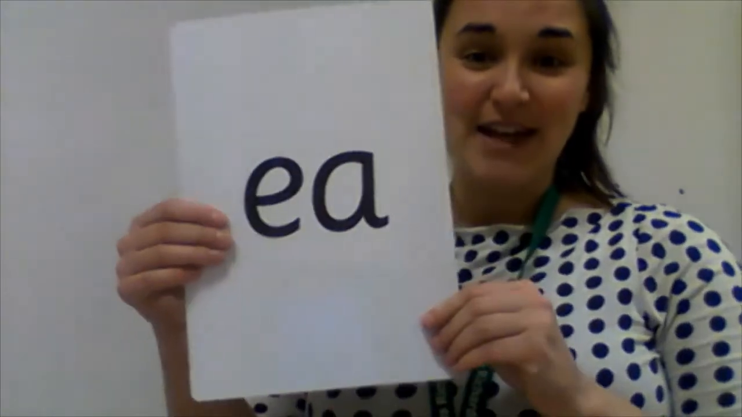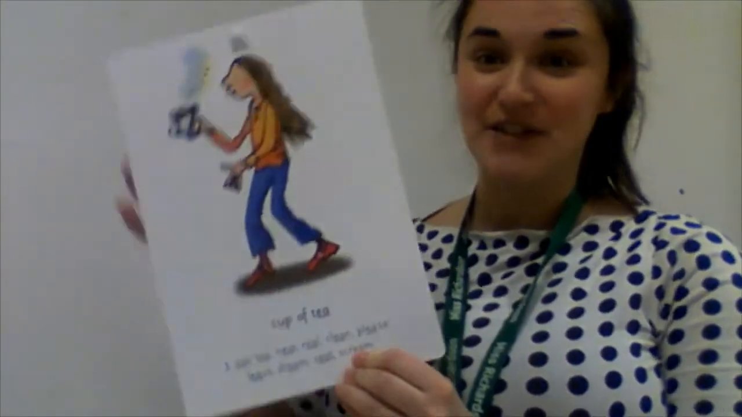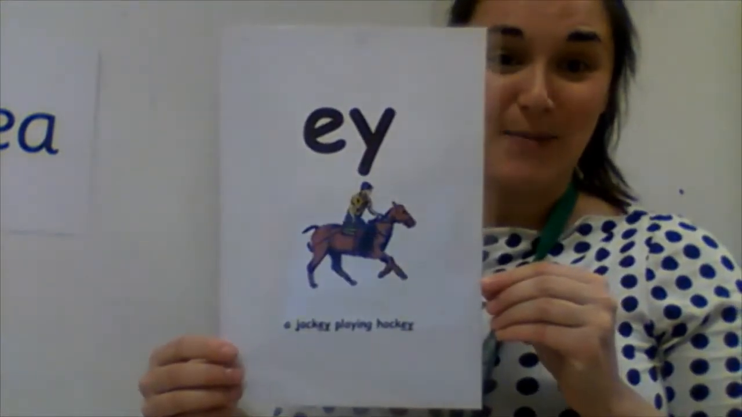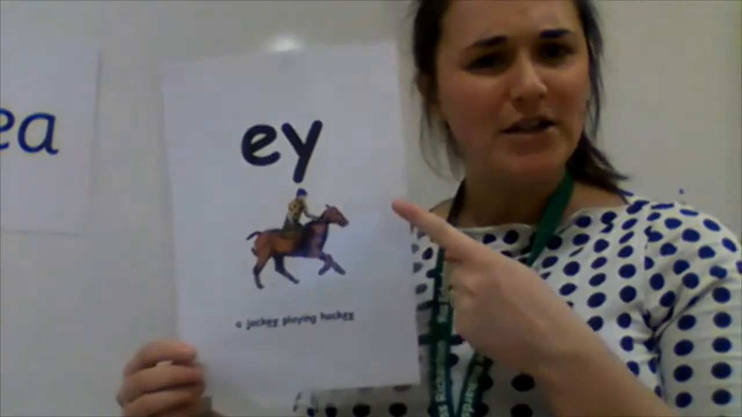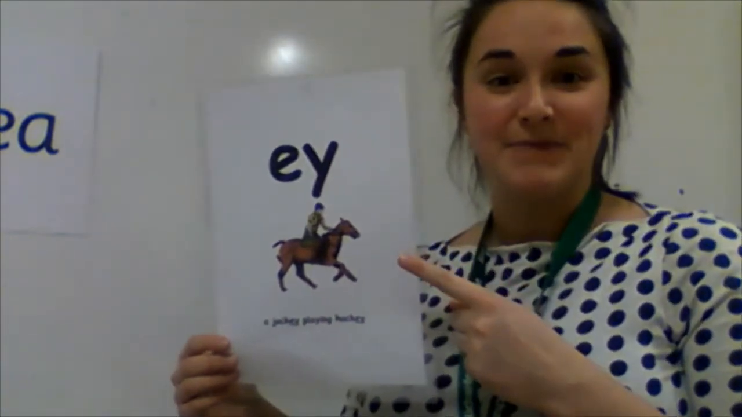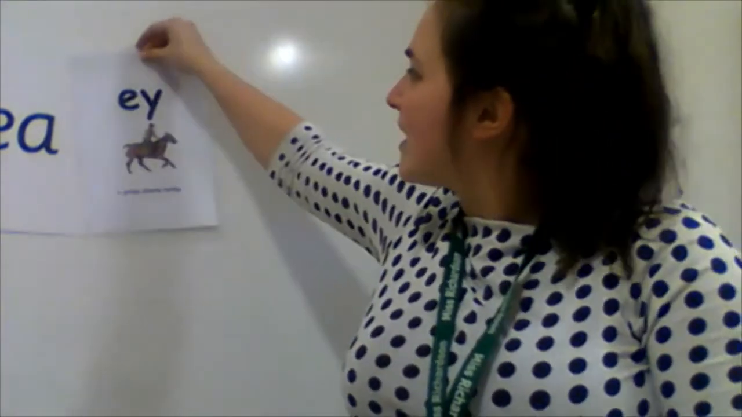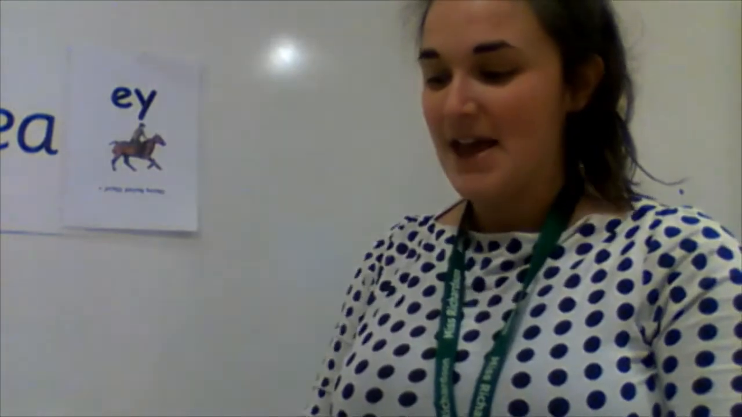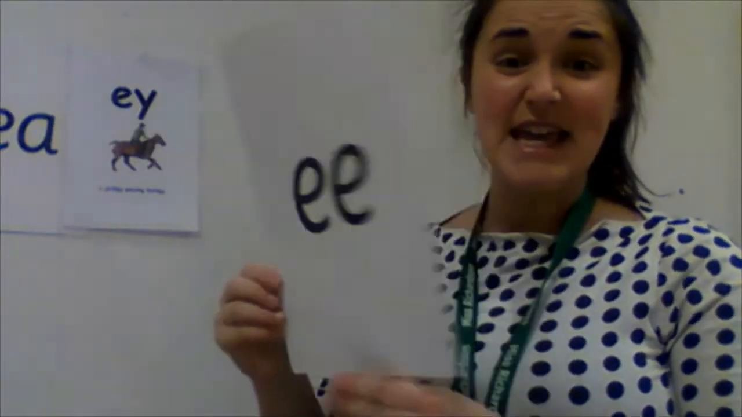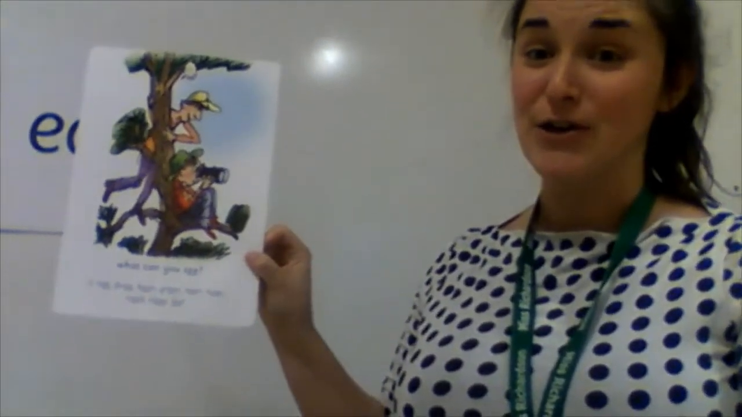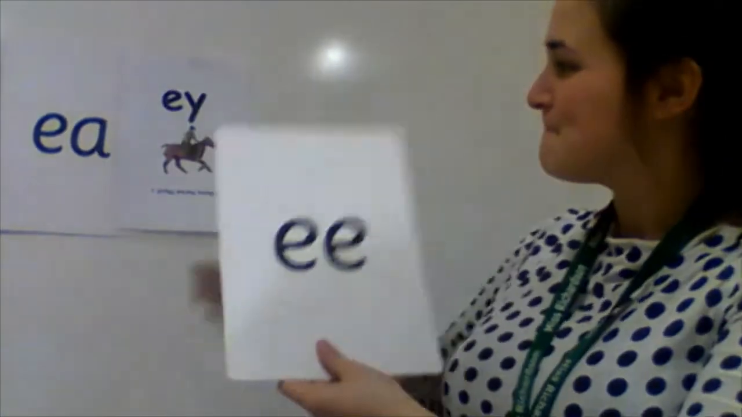We have E, a cup of tea. We have E, a jockey playing hockey. When do I use this type of E? Yes, you're right, at the end of a word. E, a jockey playing hockey. I've got E, what can you see?